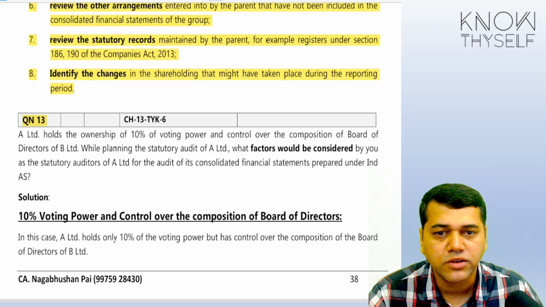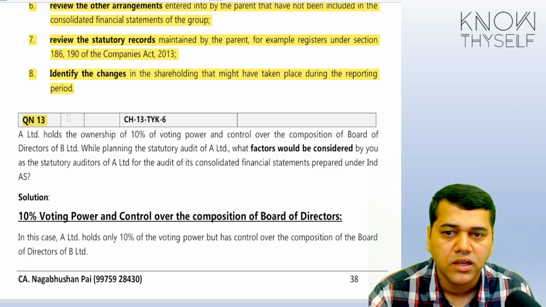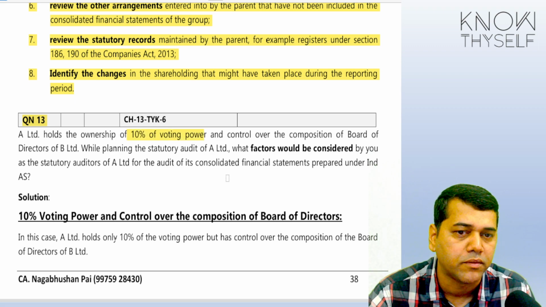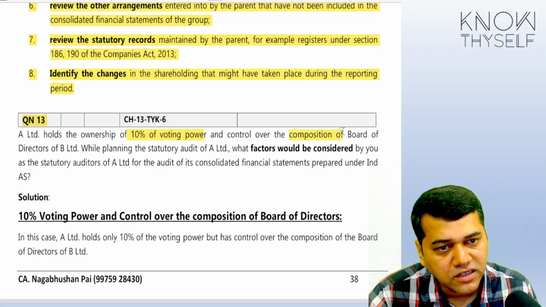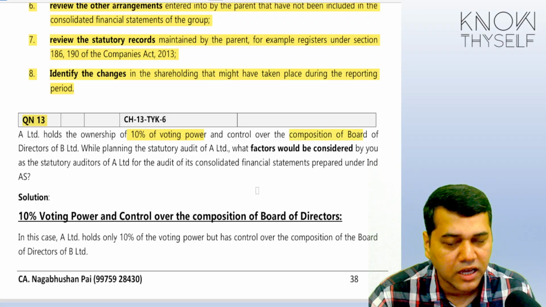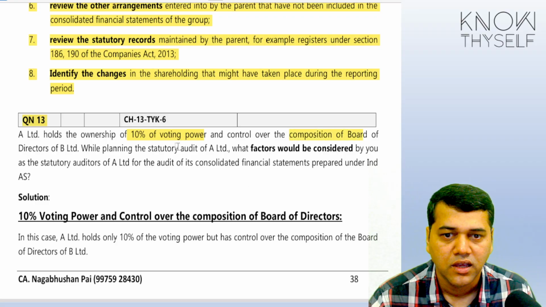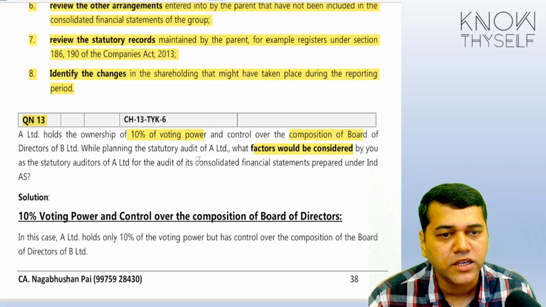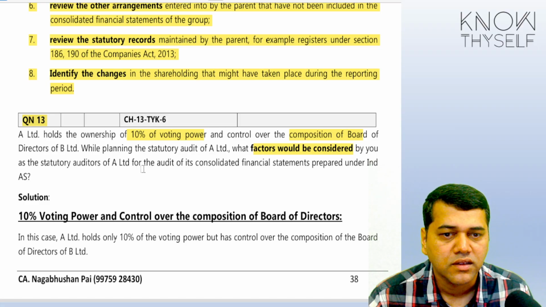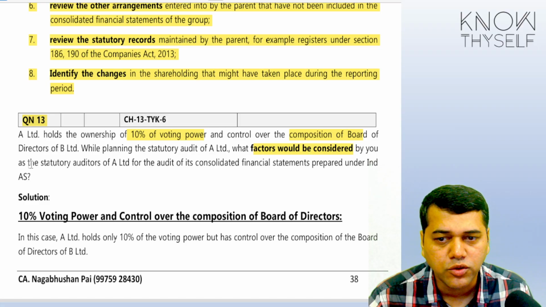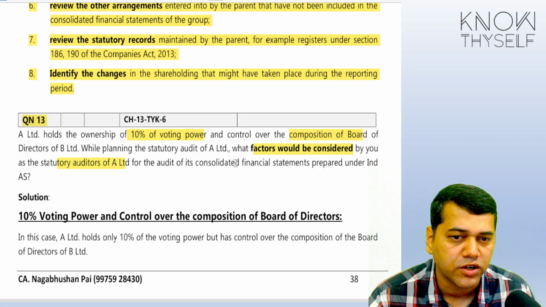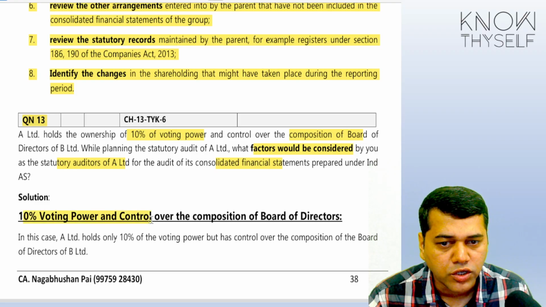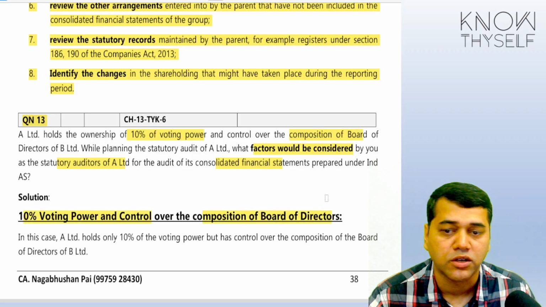Okay, let's see, test your understanding question 6. A Limited holds the ownership of 10% of the voting power, but still it controls the composition of the board of directors. Are you supposed to consolidate? Yes. While planning, what factors would be considered that consolidation is prepared as per Ind AS? What factors would be considered by you as the statutory auditor of A for the audit of its CFS prepared under Ind AS? Okay, 10% of the voting power, but having control over the composition.